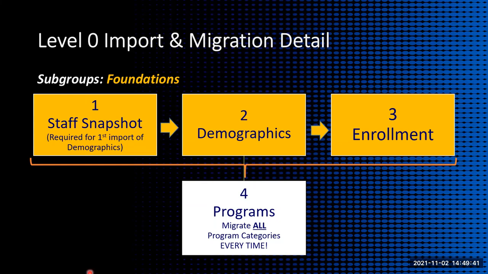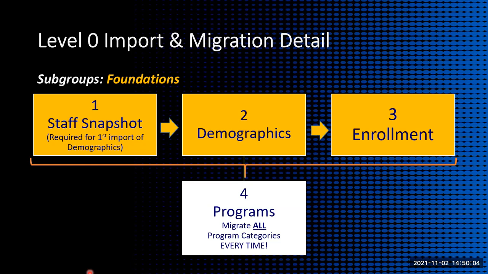As we've already mentioned, here's the foundation subgroup in a more graphical form. The arrows show the flow. Staff snapshot first, then demographics, then enrollment, and all three are required before programs.